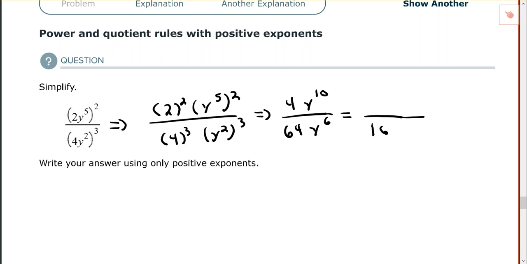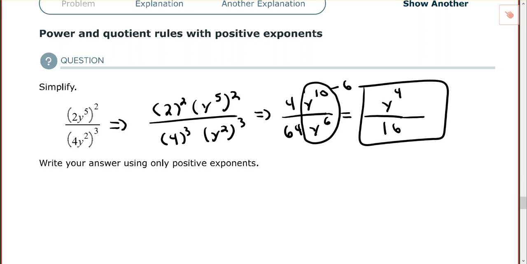I understood 1 in my numerator. And then for my variables, they're both y. But I have more y's in my numerator than in my denominator. So using my quotient rule, I'm going to subtract 6 from the numerator, which gives me y to the fourth in my numerator. So I'm left with positive exponents, everything is simplified, and we're good.